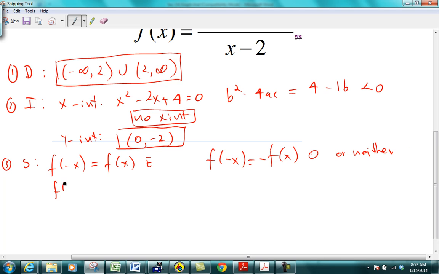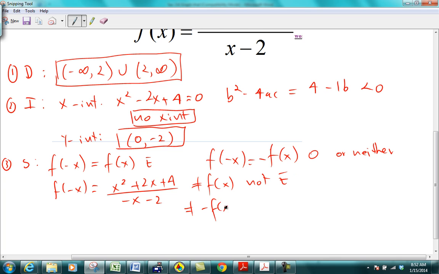So if I do f of minus x, in the original function I get x squared plus 2x plus 4 over negative x minus 2, and as you can well see this is not equal to f of x, so it's not even. It is not equal to negative f of x, because remember negative f of x would look like negative x squared plus 2x minus 4 over negative x minus 2. This is what negative f of x would be.